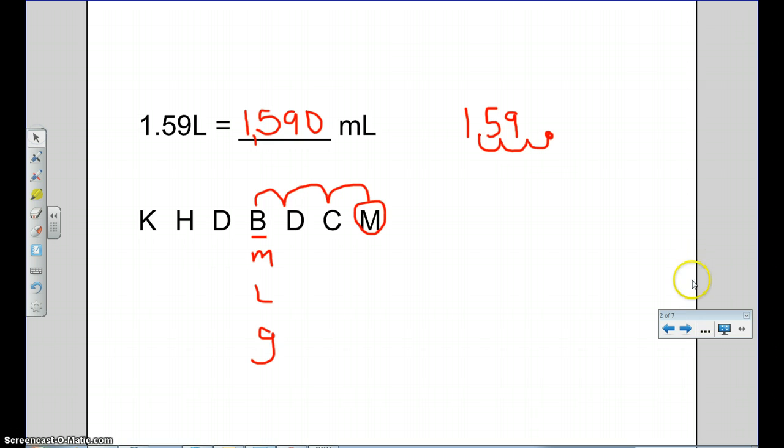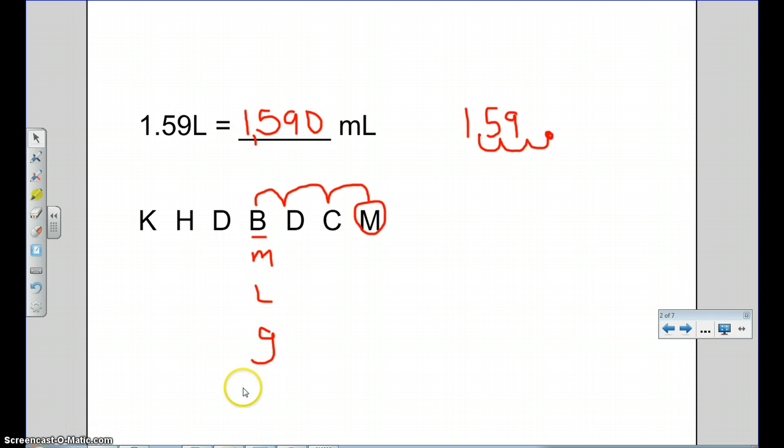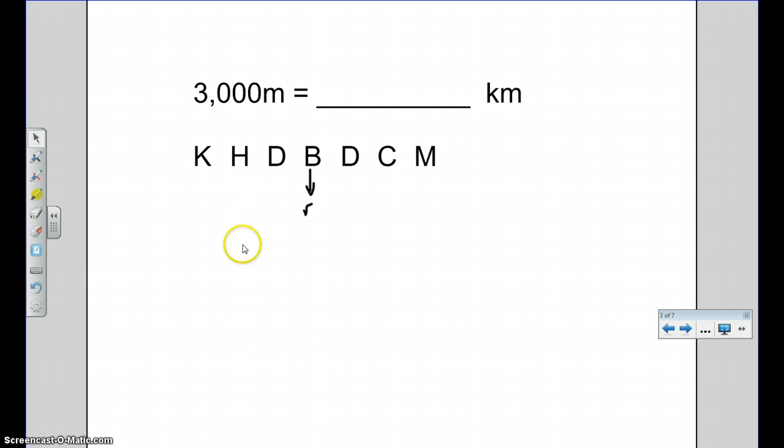Okay, our next example. Okay, here's my second example. I have 3,000 meters, and I want to know what 3,000 meters is in equivalence to kilometers. So I have to look and see where my original unit is. And I'm working in the meters right now. So my first step is to write down my mnemonic device. King Henry died by drinking chocolate milk.